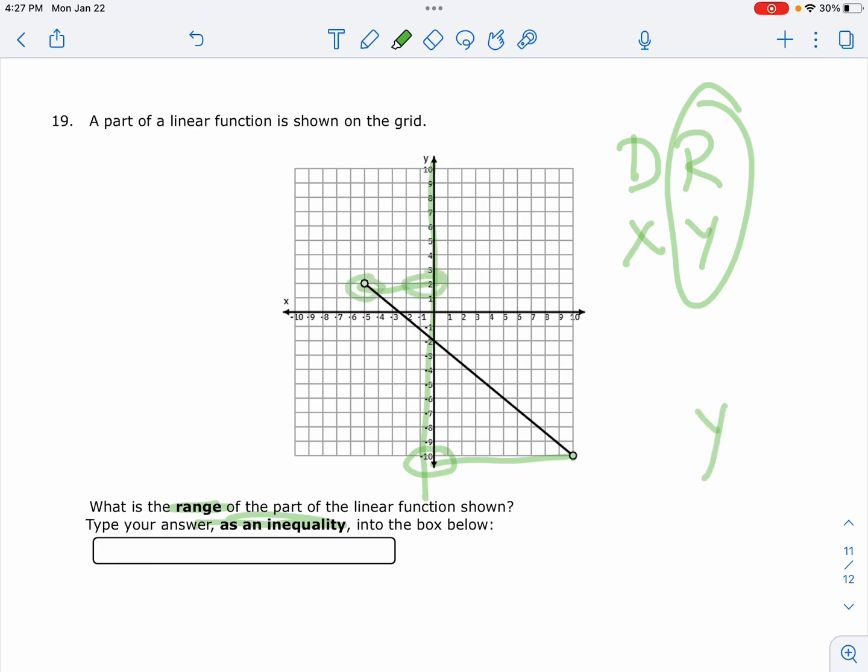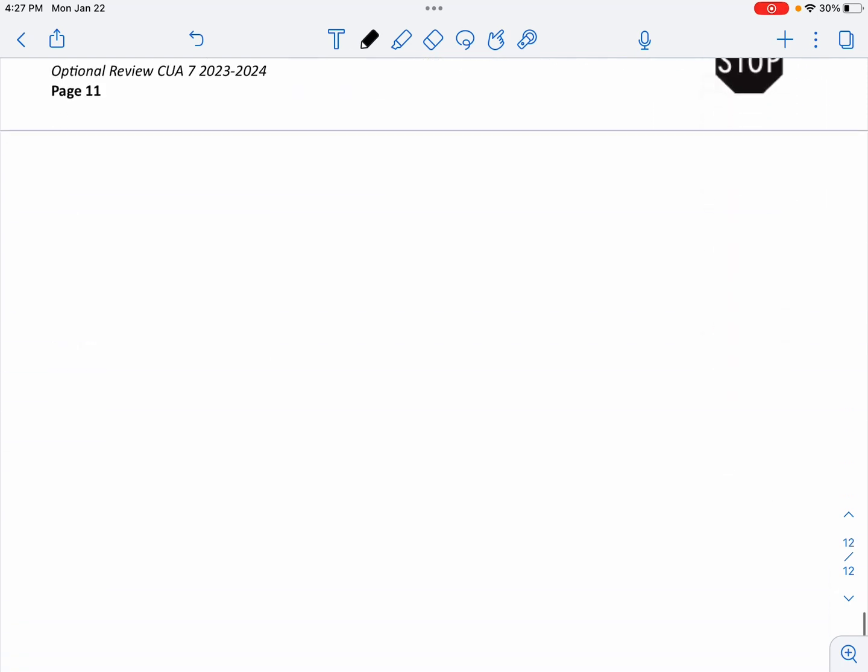So I write my y down. I put my low end first. I put my high end second. They are both open, so we do not underline. So that is exactly what I'm going to type in on my test. Needs to look exactly like that. That's it.